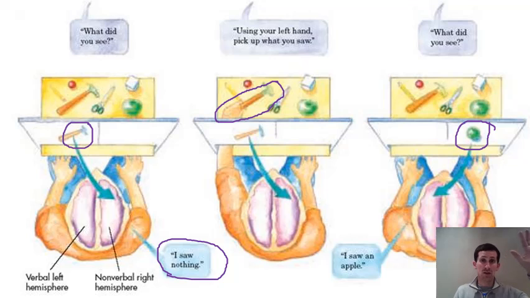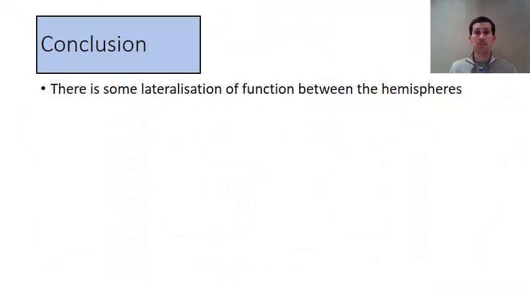If it's presented in the left side, you can't verbalise your answer, but you could draw it, you could pick out an object linked to it. You still understand what it is, but you just can't verbalise it. So the conclusion from these experiments was that there is some lateralisation of function between the hemispheres. The left is in charge of language, the right seems to be in charge of visual and creative tasks.